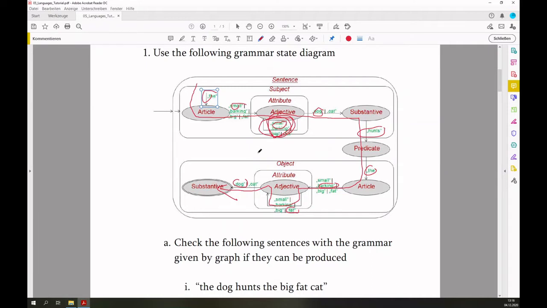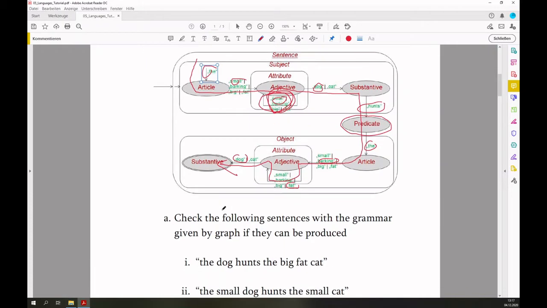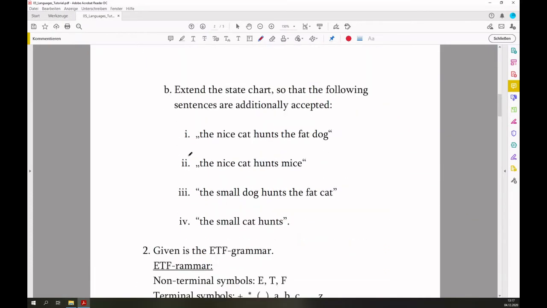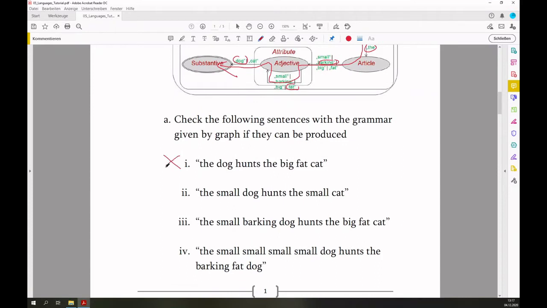There can be several end states in one graph. We just have one start state, but we can have several end states in one graph. Also intermediate states can be end states. So for example, if we had a double ellipse here, then it would also accept "the small dog hunts". Okay, so therefore we fulfill this, and the result is that we do not accept the first sentence, but we accept the other sentences.